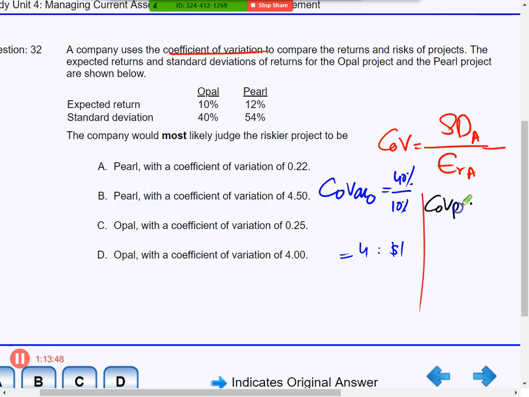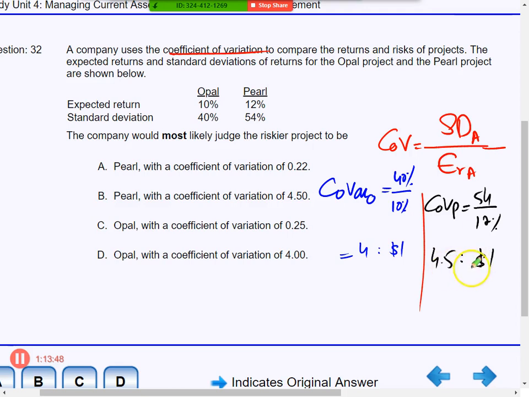Coefficient of variation of Pearl is equal to standard deviation over expected return. That's what you get: the expected return is 12, and the standard deviation is 54. So 54 by 12, it is 4.5. So it's a 4.5 ratio to $1.